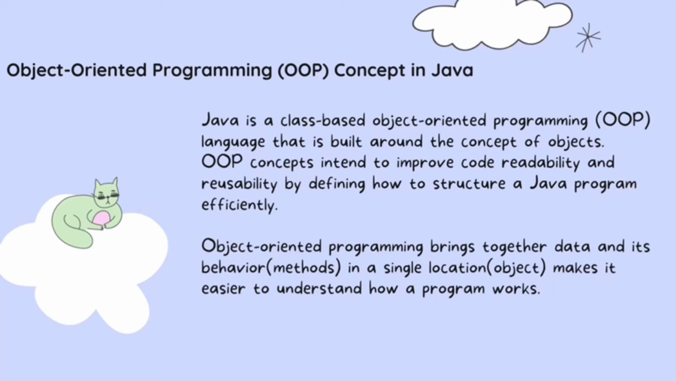Java is a class-based object-oriented programming (OOP) language that is built around the concept of objects. OOP concepts intend to improve code readability and reusability by defining how to structure a Java program efficiently. Object-oriented programming brings together data and its behavior (methods) in a single location. Objects make it easier to understand how a program works.